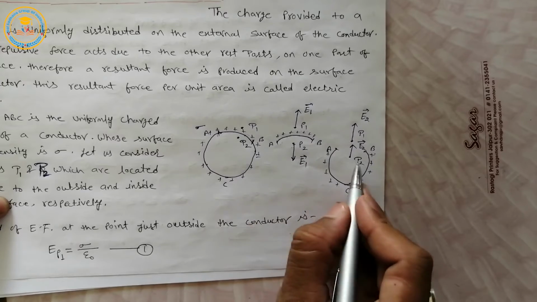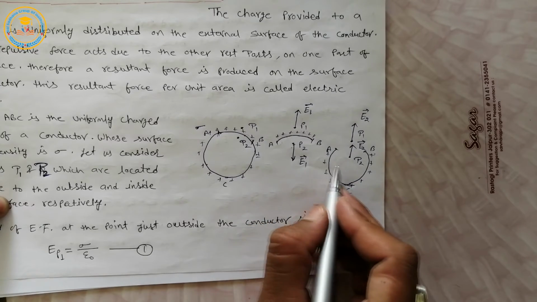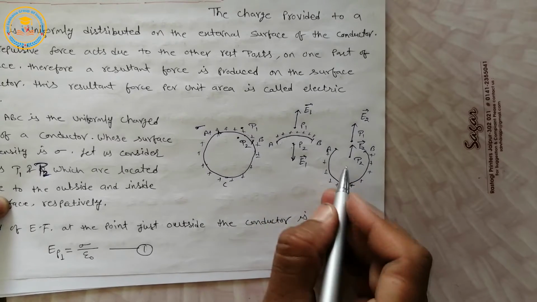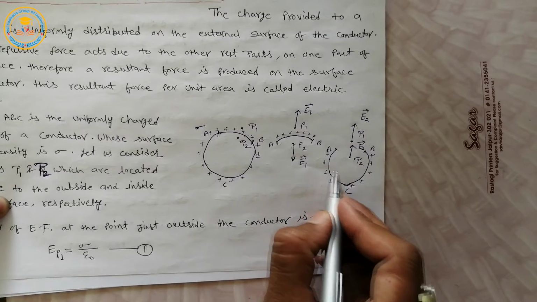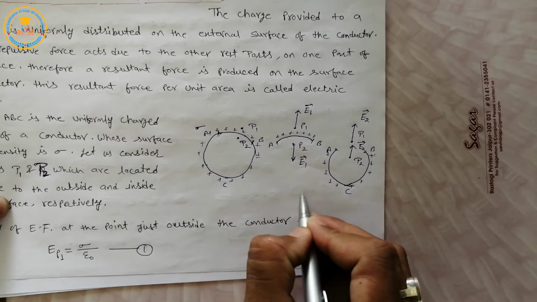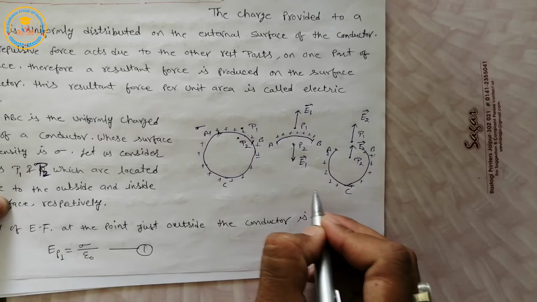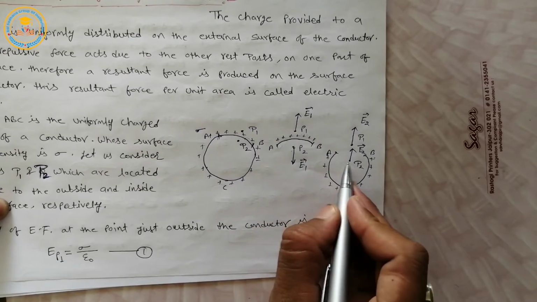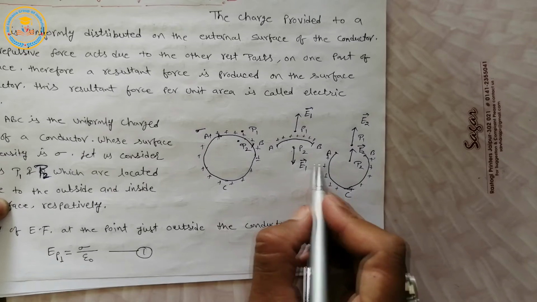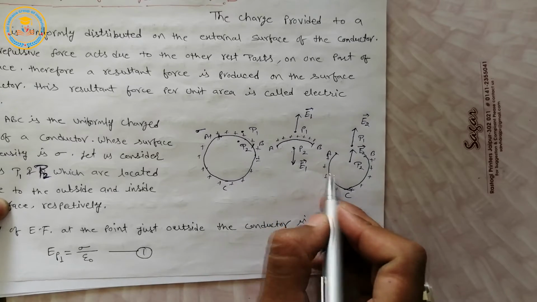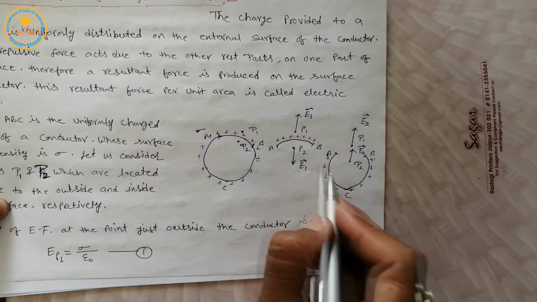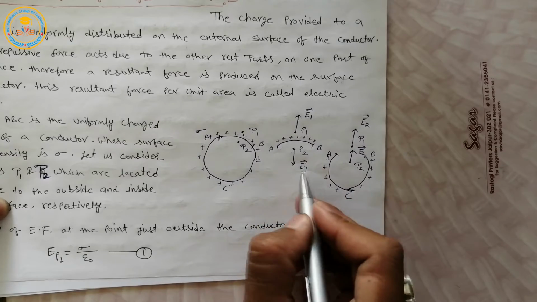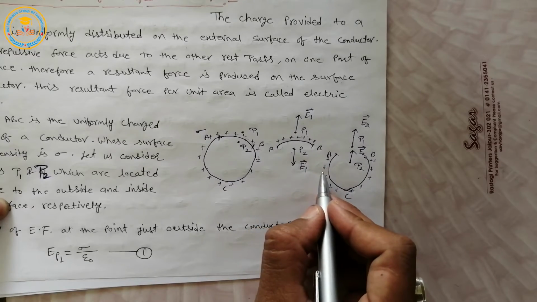But at point P2, the resultant electric field intensity EP2 is equal to E1 minus E2. The minus sign is there because, for point P2, the directions of the electric field intensity due to both these parts are opposite.